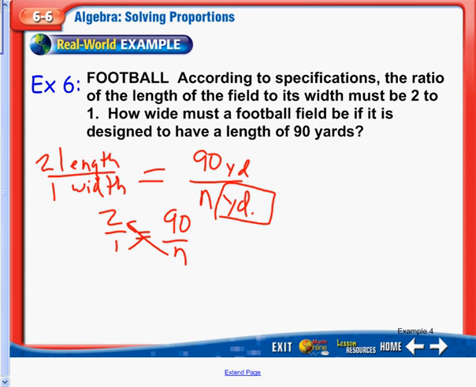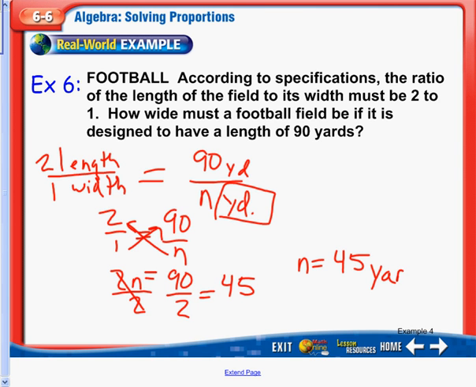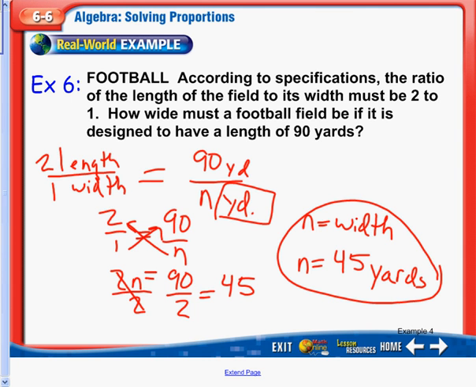So cross multiplying, 90 times 1 is 90, n times 2 is 2n. And now with 2n, I need to divide by the coefficient, because I just want a single n, solving just for one variable. n equals 90 over 2, and half of 90 is 45. So n equals 45 yards, where n is the width. So I can write n equals width. Or I could have written the width equals 45 yards. Either way would have been a correct answer.